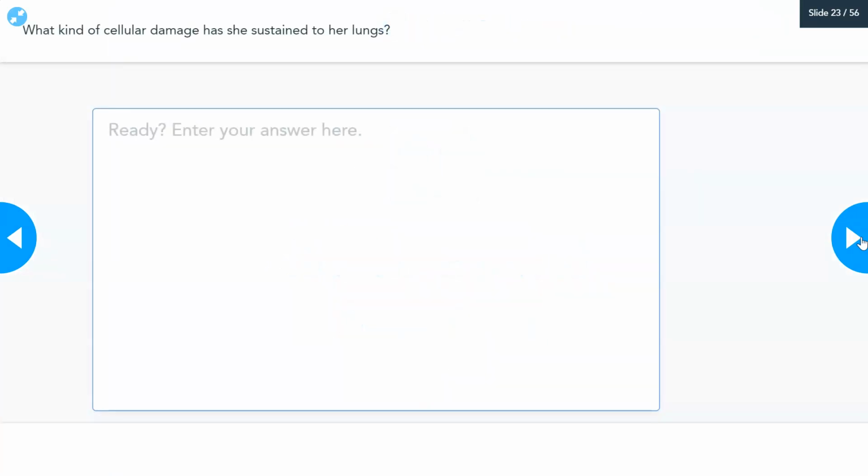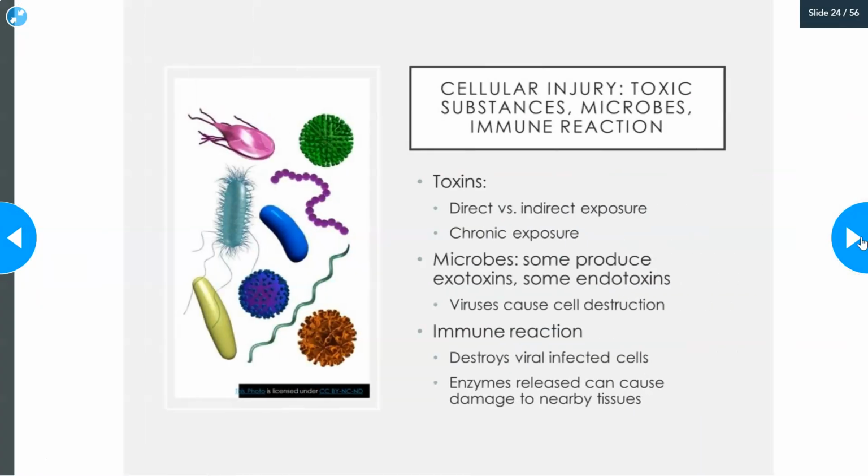All right, so what kind of cellular damage has she sustained to her lungs? So in the summer, of course, she had a chemical burn, and that could have caused scarring in her lungs, and then caused portions of her lungs to have some fibrous changes and to be non-functional because of the scarring. And then of course she gets pneumonia on top of that, and she's got congestion and inflammation, etc., around her lungs.